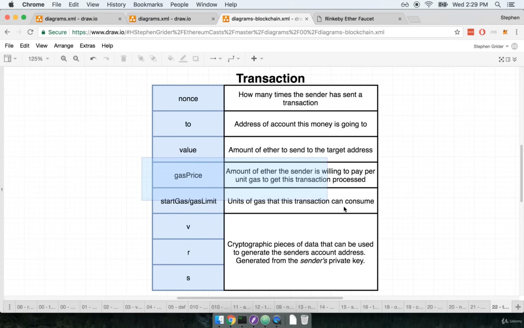Now, two of the other properties on here are gas price and start gas, and start gas is sometimes called alternatively gas limit. We're going to come back to these two terms later on, but for right now, if you're curious about what they're about, you could read the description right here. But like I said, we'll come back to these two terms.